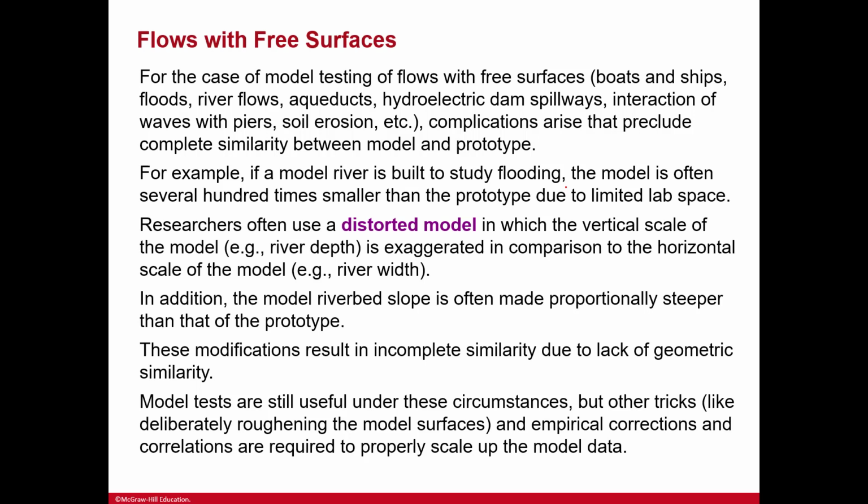Researchers often use a distorted model in which the vertical scale of the model, river depth, is exaggerated in comparison to the horizontal scale. In addition, the model riverbed slope is often made proportionally steeper than that of its prototype, and these modifications result in incomplete similarity due to the lack of geometric similarity. Model tests are still useful under these circumstances, right? Even if your numbers aren't all the way correct, that doesn't mean that your data is not usable. Other tricks like deliberately roughening the model surfaces or empirical corrections and correlations are required to properly scale up the model data. So you can do other things to help offset that incomplete similarity.